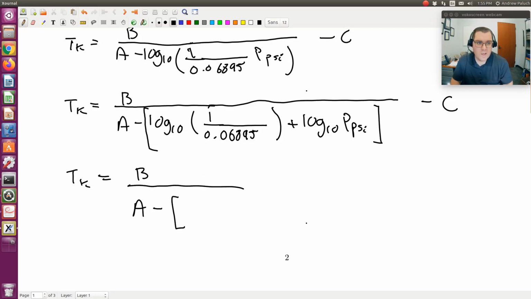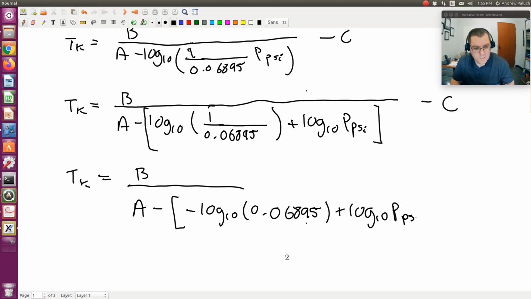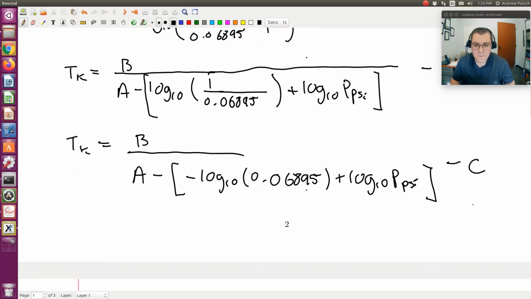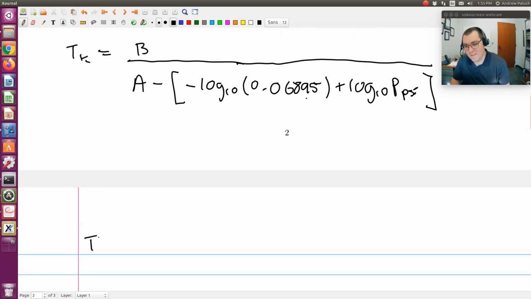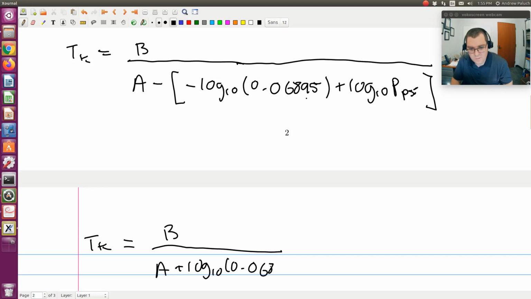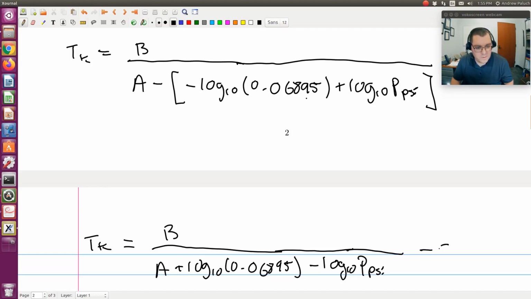Now remember, log base 10 of that inverse, I could just write as negative log base 10 of 0.06895, plus log base 10 of P in PSI, and all that minus C. The minus C is not included in the denominator. So TK is equal to B divided by, now let's distribute through A, so negative negative is plus log base 10 of 0.06895, minus log 10 of P in PSI, minus C.